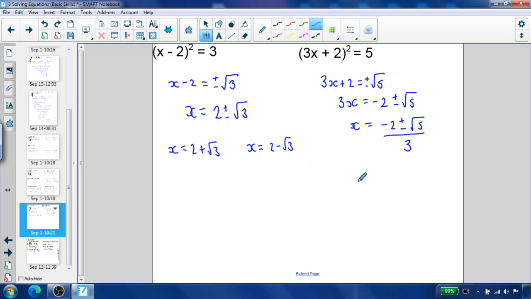And again, we've got two solutions here because one will be x is equal to minus 2 plus root 5 over 3. That was a dodgy 5. And then x is equal to minus 2 minus root 5 over 3. And again we can just leave it as this because you can see there's two solutions with the plus and minus sign.